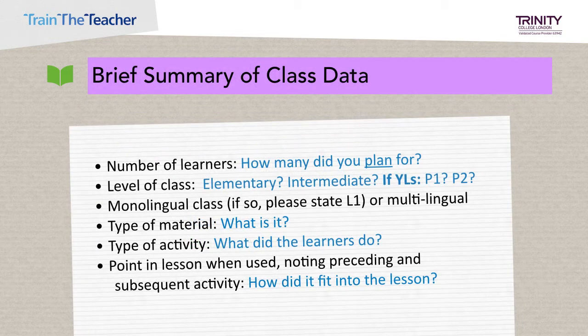So the first page, the brief class data summary, this provides the moderator with context and background on the learners for which you created or adapted and used the materials. What you write here is not included in the overall word count. You'll need to include the following details. The number of learners, not how many were actually there, but how many you planned for. What was the level? Was the class monolingual or multilingual?